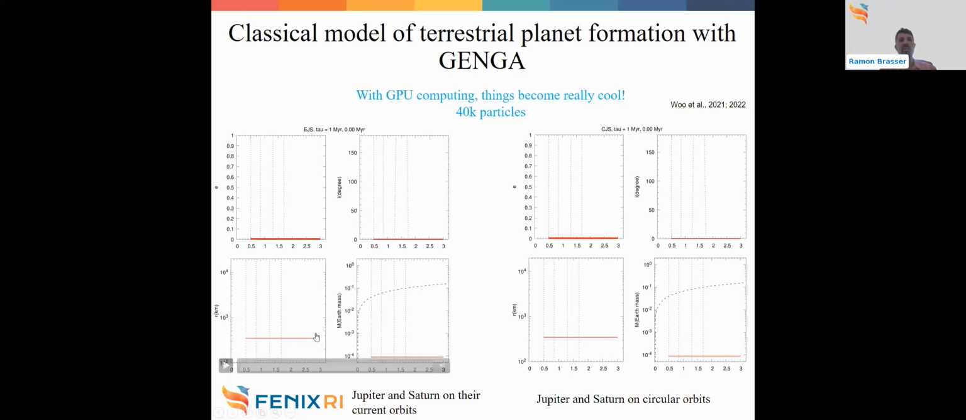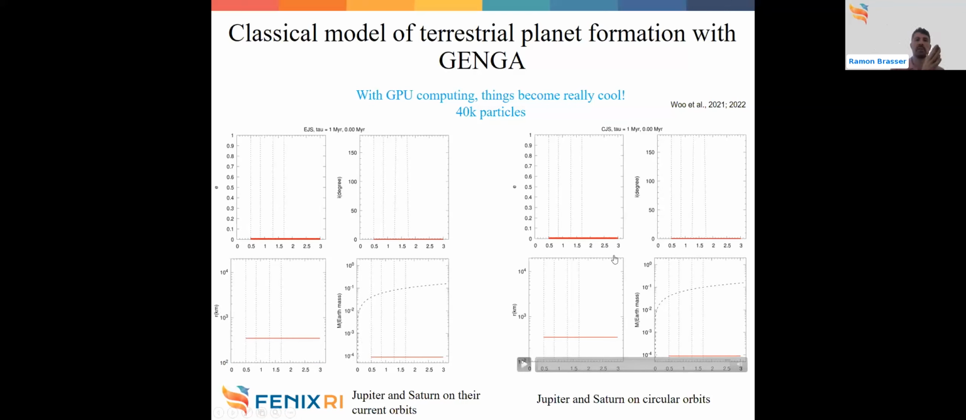This is the radius, and this is the mass of these planetesimals. Again, all as a function of semi-major axis. And in this case, Jupiter and Saturn are on eccentric orbits like they are today. And in this case, Jupiter and Saturn are on circular orbits.